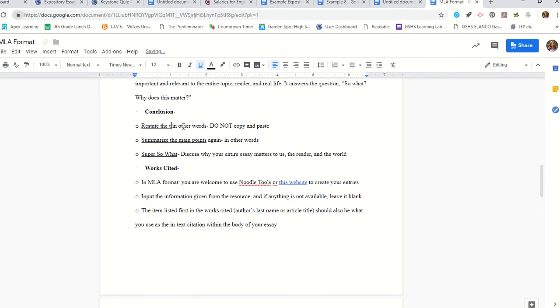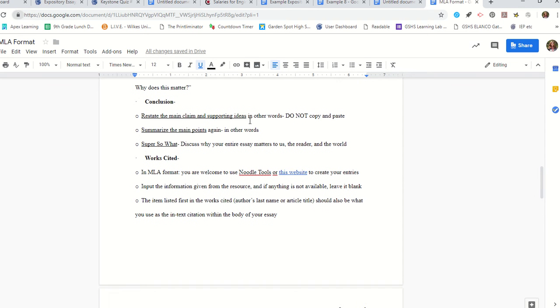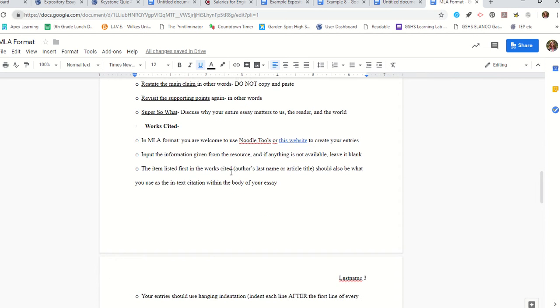the main claim, what you're trying to say, and supporting ideas, how you proved it. Say revisit the supporting ideas, and then you end with a super so what, which is why the entire essay matters.